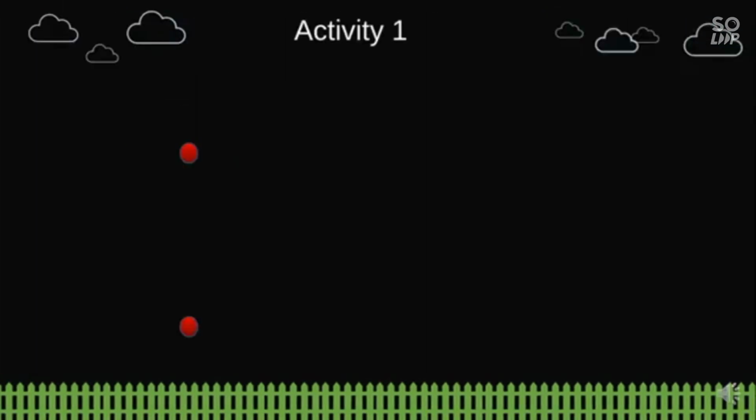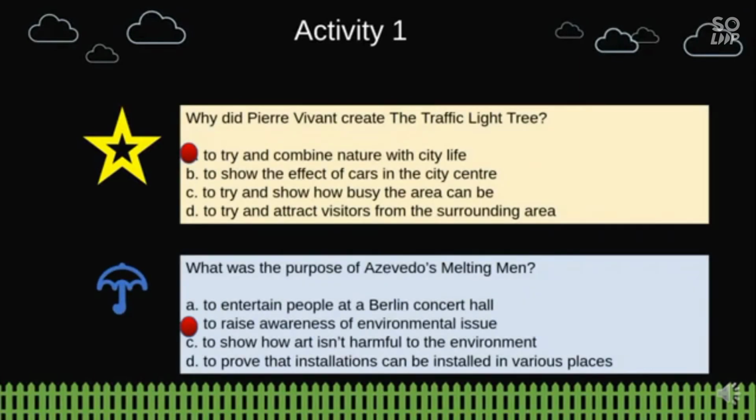And then for the third question, the answer is A. Why did Pierre Vivant create the traffic light tree? To try and combine nature with city life. As you can see, traffic lights we have in the city, and then trees we have like a nature here. But you can see that in the city we do not have a lot of trees because people are cutting trees and building houses. So the creator actually wants to show you that they can combine nature with city life.